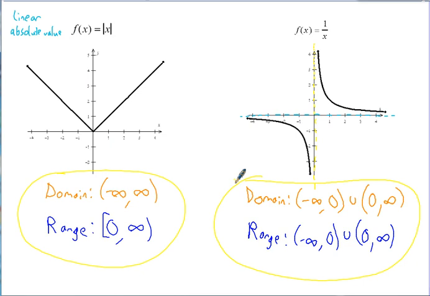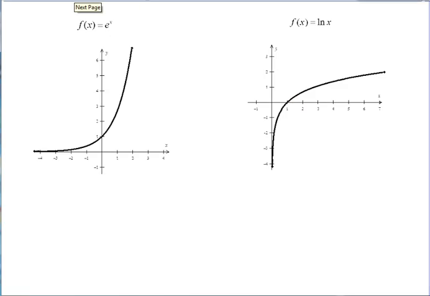And the final pair you should be familiar with are the exponential, and in this case this is the natural exponential. It's got a base of e. And the natural logarithm. Because this, remember, means the same as log base e of x. Where e, remember, is a constant approximately equal to 2.71. An irrational number like pi.